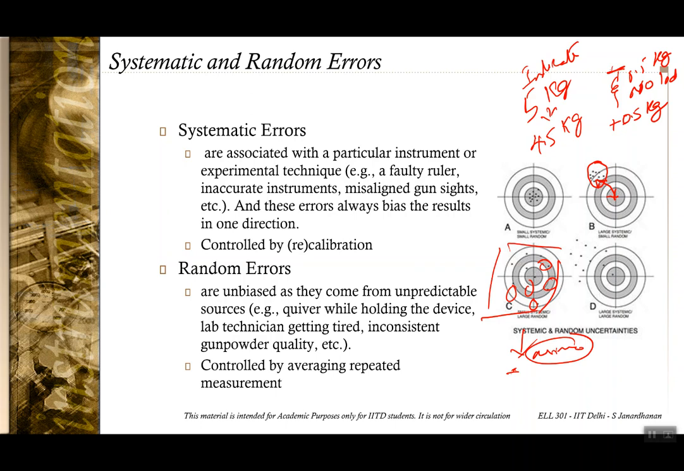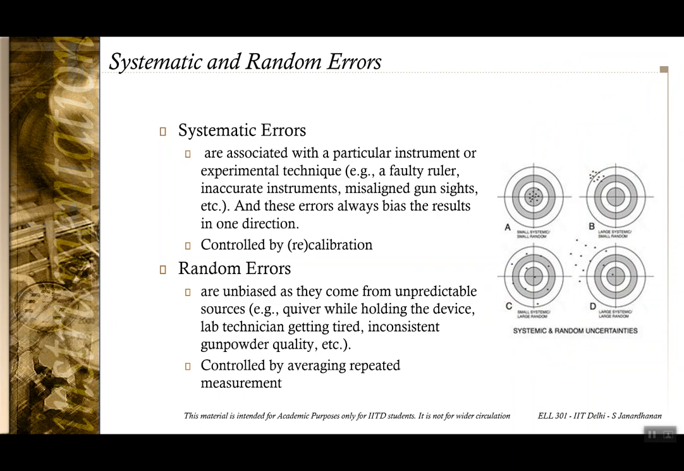Okay, so in case C, you have a case of random error. In the case of D, there is both systematic error and random error. So basically, systematic errors are going to reduce the accuracy of the system, okay, and random errors will reduce the precision of the system.